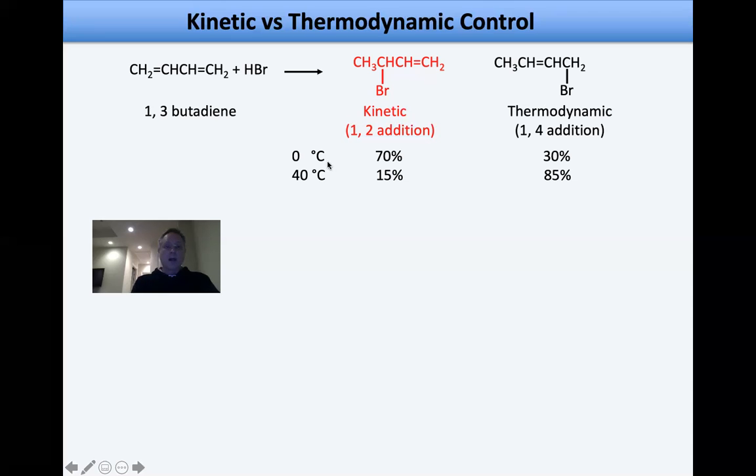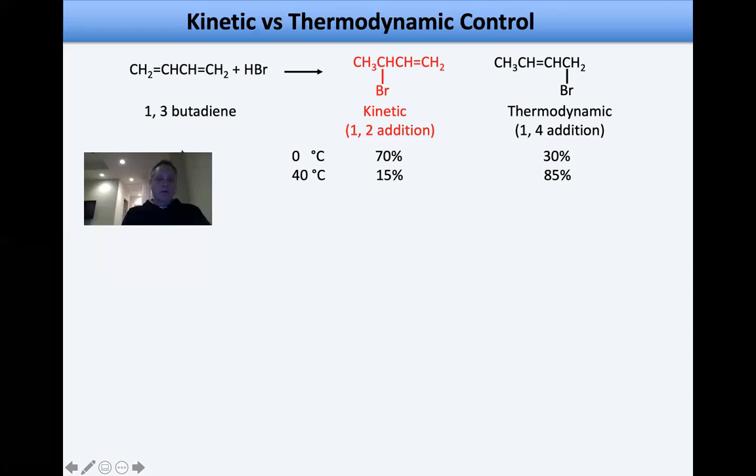So for example, at 0 degrees, you get 70% 1,2 addition, or 30% thermodynamic, the 1,4 addition. So it turns out that the 1,2 addition is the kinetically favored product, and the 1,4 addition is the thermodynamically favored product. And we know it's the most stable product because it's the most substituted, according to Zaitsev's rule. Notice that when you do 40 degrees, you get the reciprocal type of yields. So exactly how does that come up?